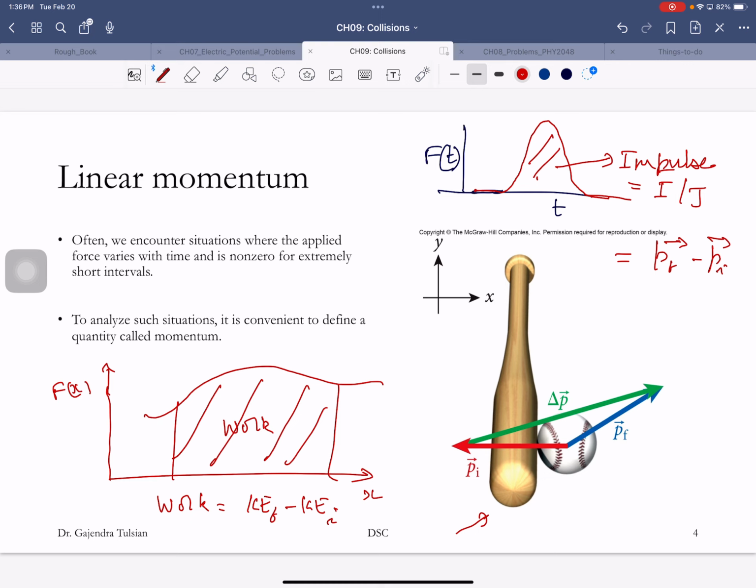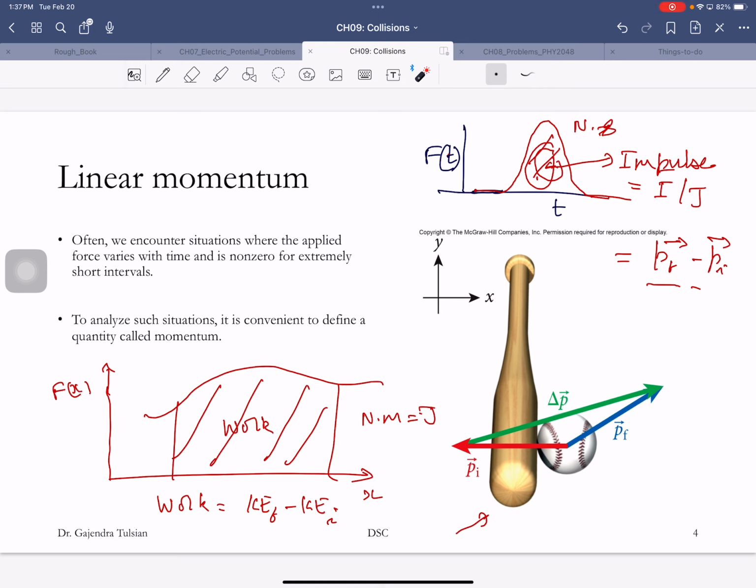Is it just more work? No, this is changing linear momentum, so this is not work. It's got different units. This thing is called impulse. What are the units of this area? On the y-axis, you have newtons, so newton-second is the unit for impulse. For work, it's newton-meter, which is the joule. I'm giving you information from all over the chapter.